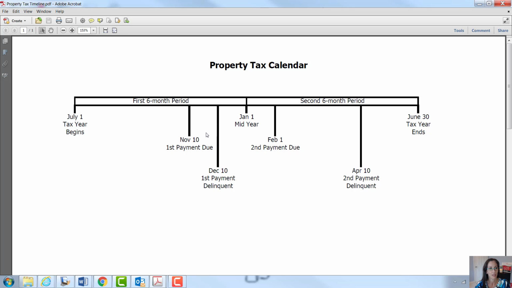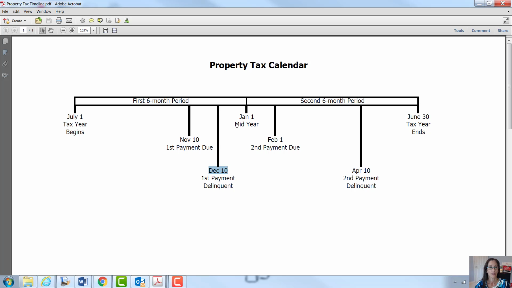So taxes are generally due November 1st, and then for the second half, they're due on February 1st. You'll also see delinquent dates here, so they won't start charging you interest until after this date, and it's a 10% penalty if you pay after this date, December 10th for the first half, April 10th for the second half. Your lender will absolutely make sure, if you're impounding taxes, that they pay them on time. However, if you pay even one day past the 10th, it will be a 10% penalty.